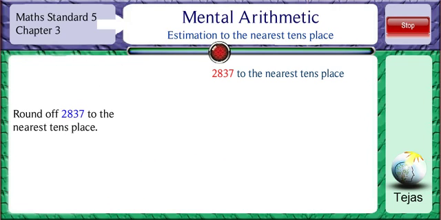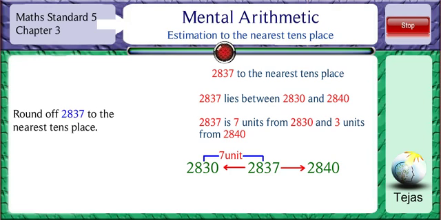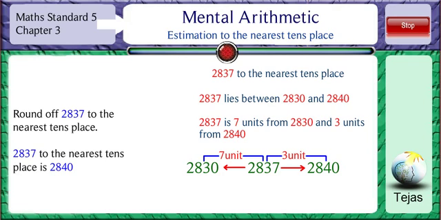Round off 2,837 to the nearest tens place. 2,837 lies between 2,830 and 2,840. It is 7 units from 2,830 and 3 units from 2,840. So it's clearly closer to 2,840. So rounding off 2,837 to the nearest tens place would be 2,840.